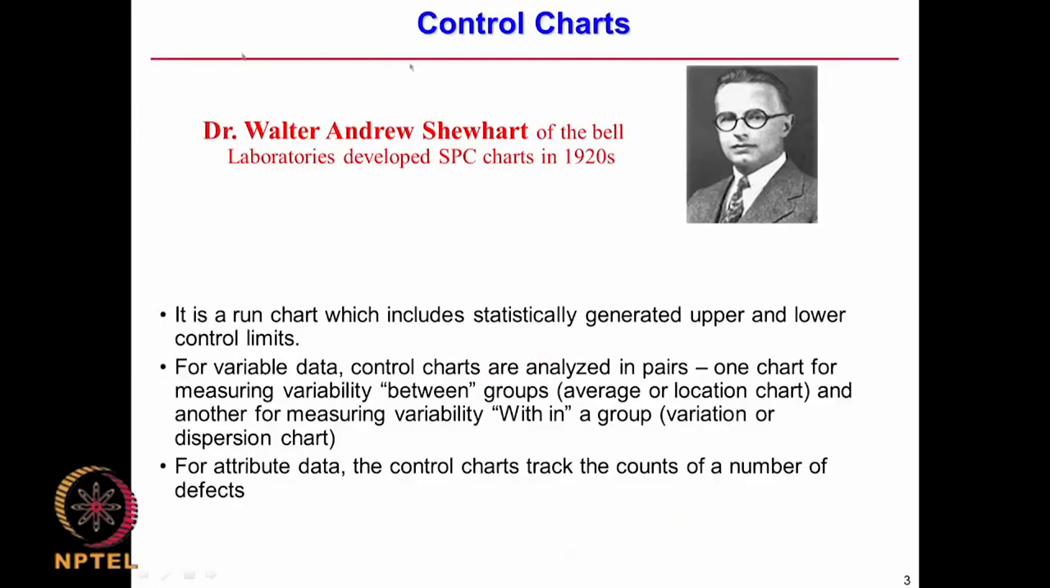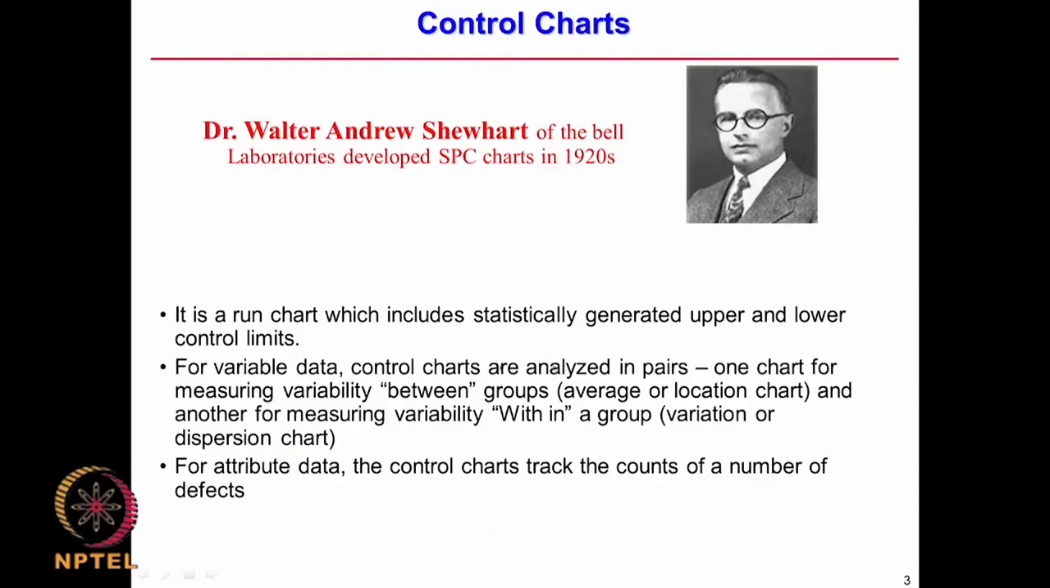Okay, control charts. Walter Andrew Shewhart of the Bell Laboratories originally developed these charts in the 1920s. It's also called a run chart. It gives you upper and lower control limits. Like I said, we can have plus or minus 1 sigma, then plus or minus 2 sigma, plus or minus 3 sigma. And every day you plot the average flexural strength of a material. Okay, so you keep on plotting it and see whether it's all the time lying within plus or minus 1 sigma, or does it sometimes go to 3 sigma, or does it go beyond that, and so on.